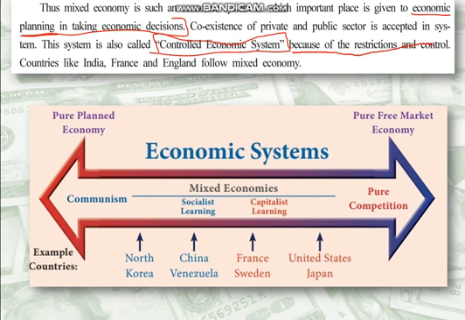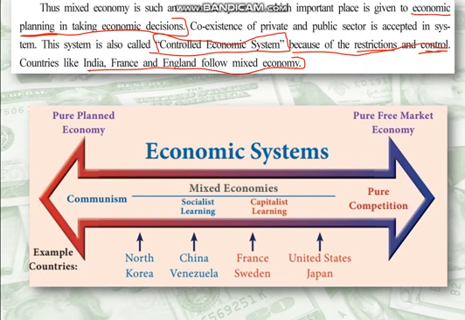Because of the restrictions and control laid by the government. Government is giving certain restrictions, and at the same time it is controlling. Which countries are having this? Countries like India, France, England are following mixed economy, and they are benefiting a lot out of it.